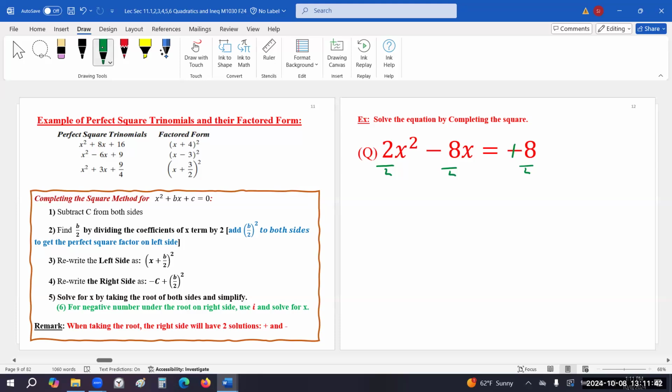In order to complete the square, we have to get rid of the number in front of x squared. That is a requirement. We must. Sometimes we can divide, sometimes we cannot. When you cannot, then you get a fraction. So we have x squared minus 4x equals 4.